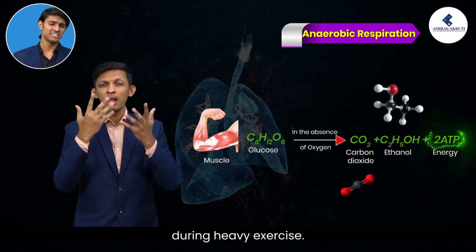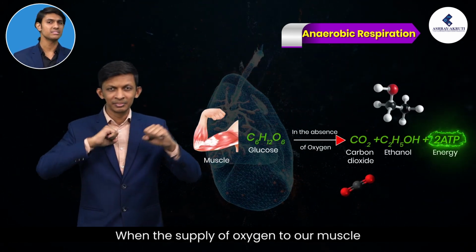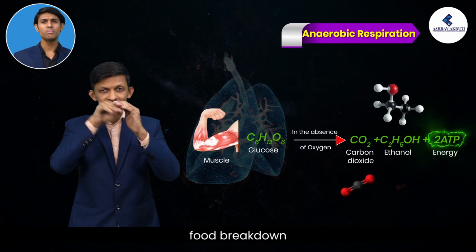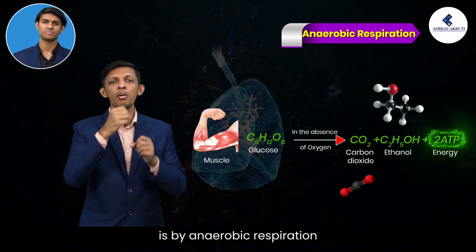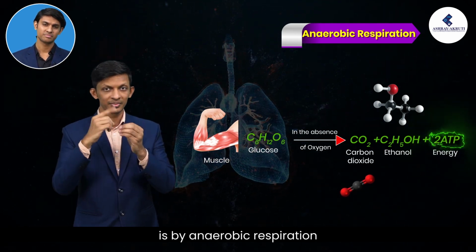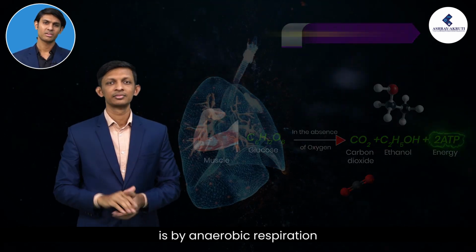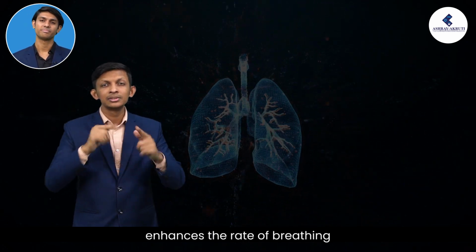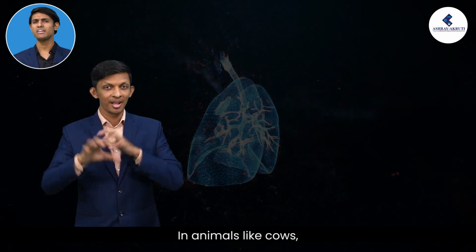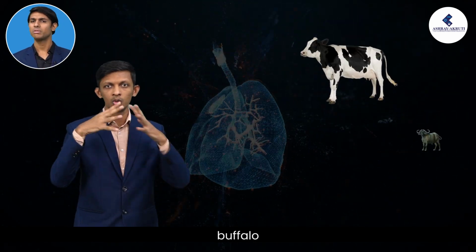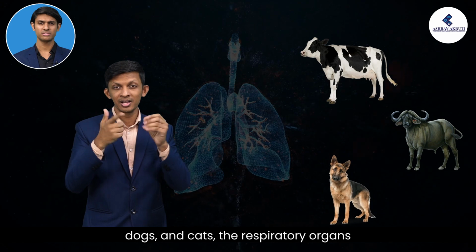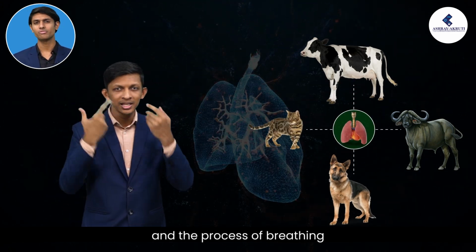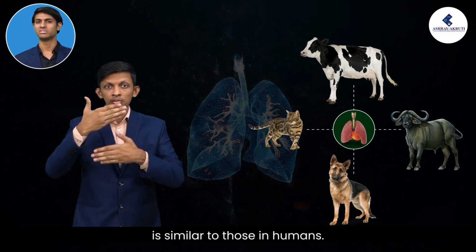During heavy exercise, when the supply of oxygen to our muscle cells is insufficient, food breakdown is by anaerobic respiration. Increased physical activity enhances the rate of breathing. In animals like cows, buffalo, dogs, and cats, the respiratory organs and the process of breathing are similar to those in humans.